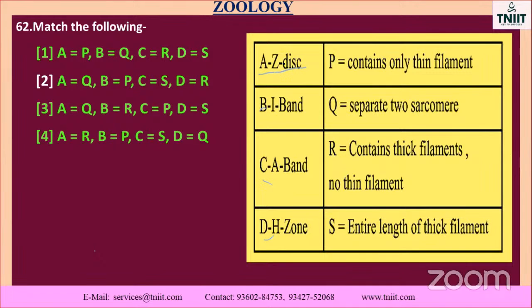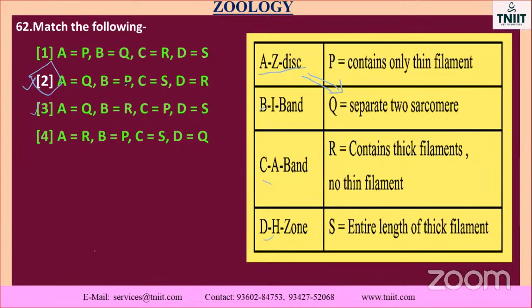Which one is denoted as J? The Z disc separates two sarcomeres. The disc is essential for the separation. So the Z disc is Q. Where is that? A, Q here. So these two are the only options. Already I marked here. The answer is the second one.